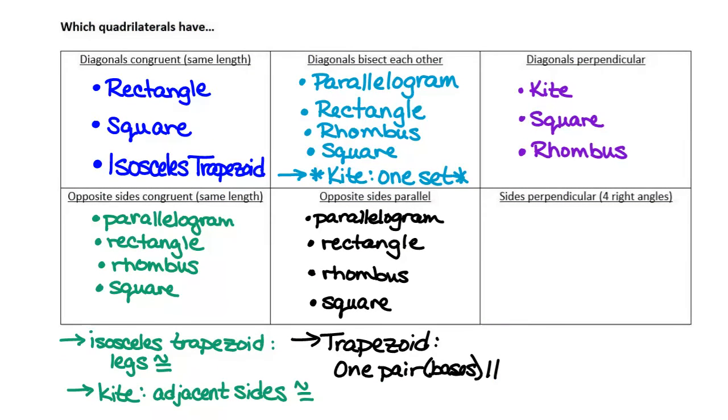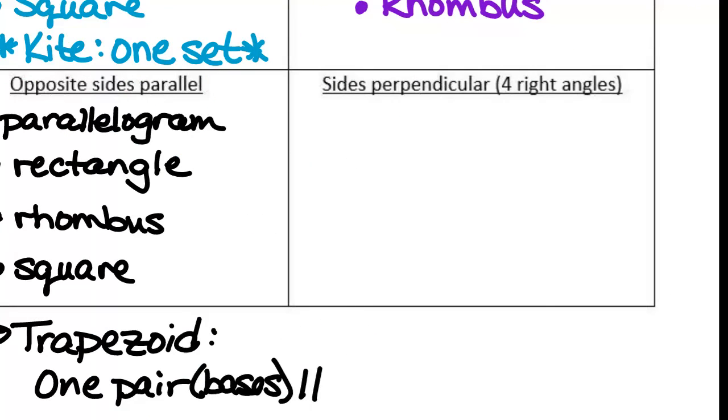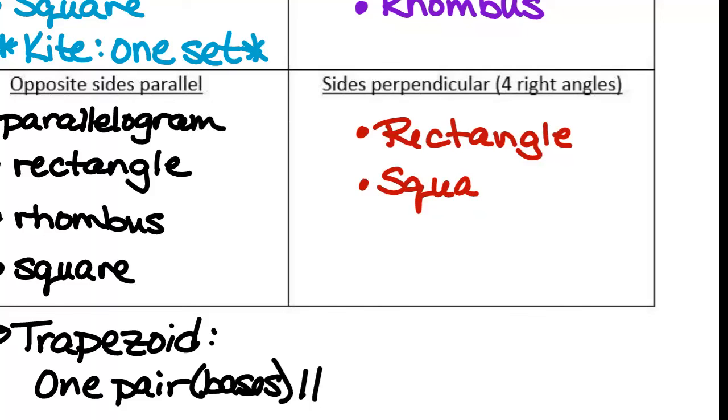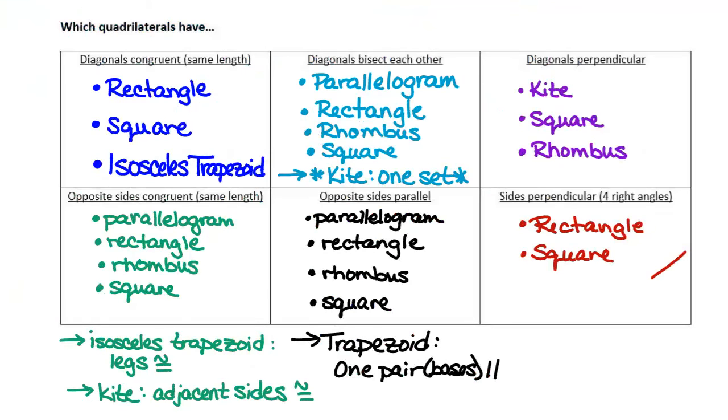And then our last little box, which shapes have sides, not diagonals, but sides that are perpendicular? A rectangle and a square, yes. Very nice work.